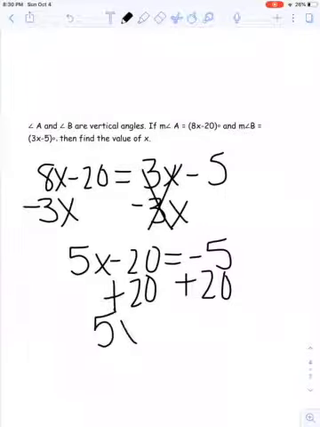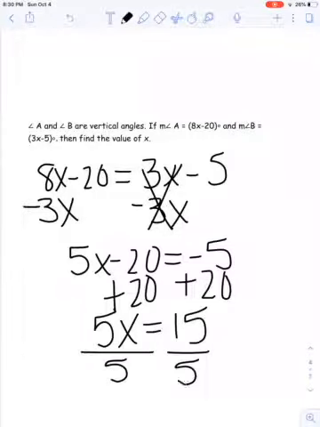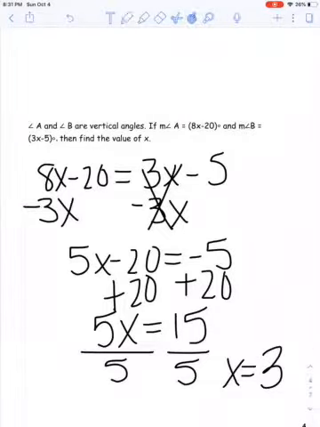So 5x equals 15. And I'm going to divide by 5. X equals 3. Okay? It doesn't ask me to solve for angle A or angle B, so I don't have to plug in. But if it did, then I would plug it in. So that's for vertical angles.